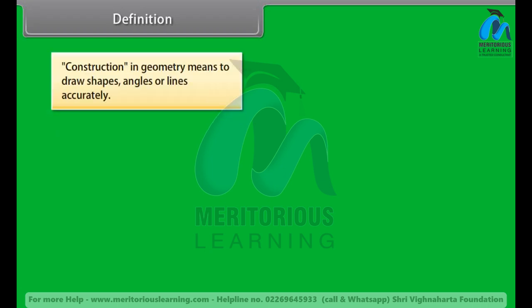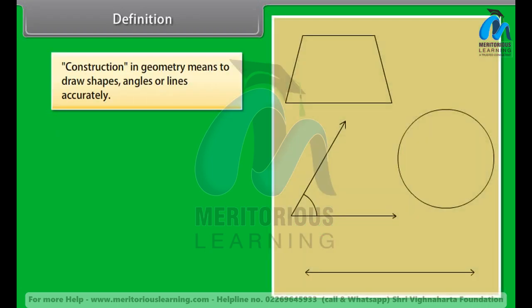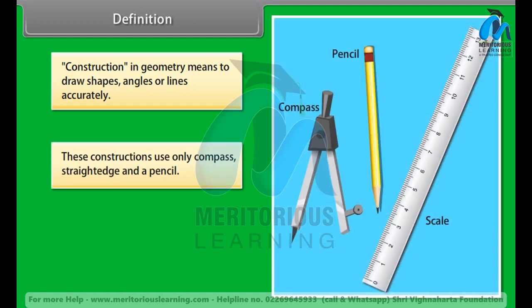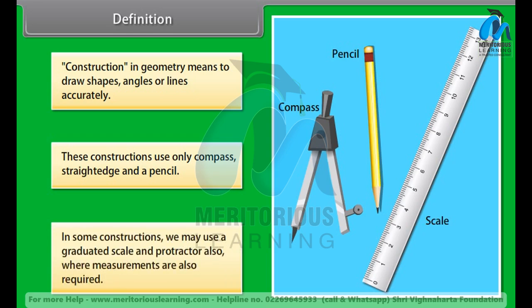Definition. Construction in geometry means to draw shapes, angles, or lines accurately. These constructions use only compass, straight edge, that is, ruler, and a pencil. In some constructions, we may also use a graduated scale and protractor, where measurements are also required.